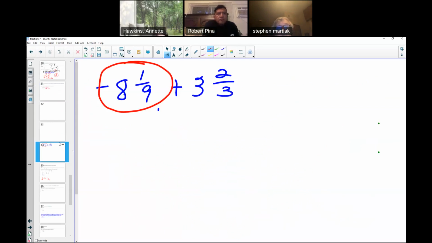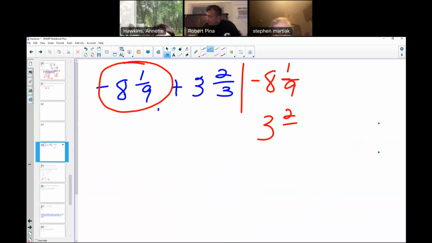Let's do this one, and I think this one would take us out for tonight. All right, so this is negative 8 1/9, and this is 3 2/3. Now, we can do this two ways. We'll do the first way first. We need a common denominator. What is it? 9.